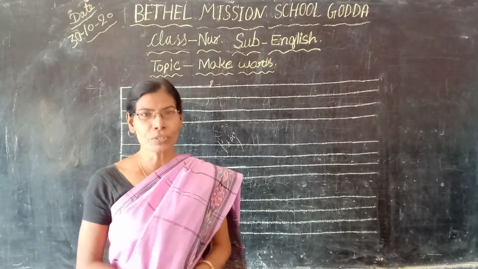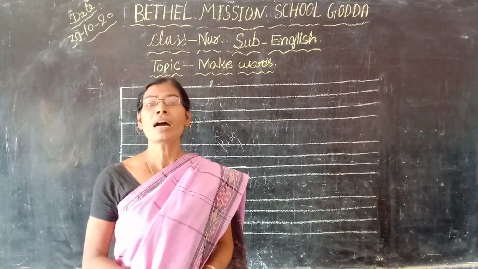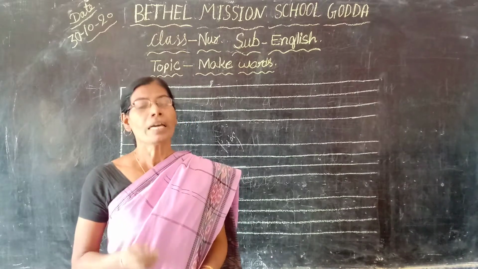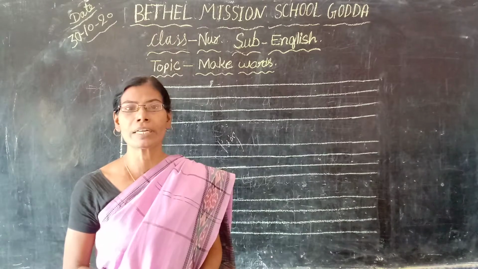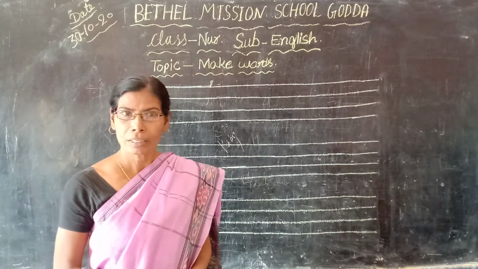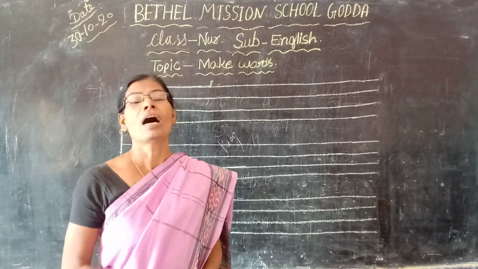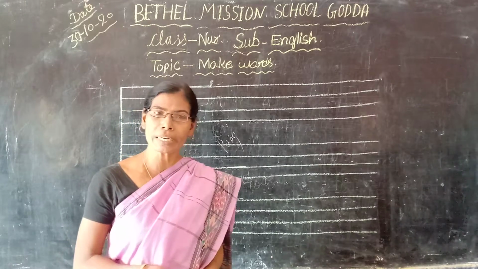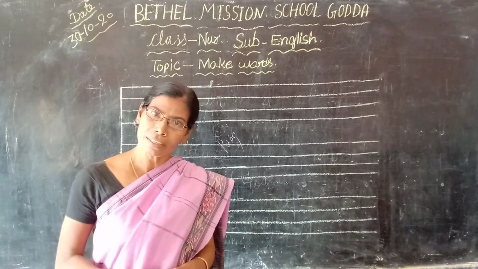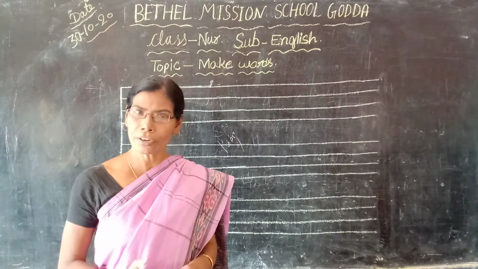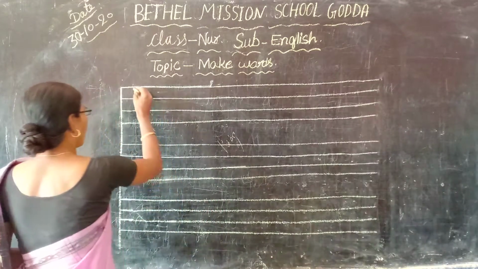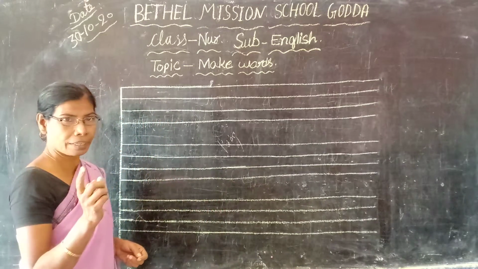Children, today we are going to learn how to make words. Okay? In our previous class, we have learned from letter A to N. Yes or no? Yes. Now we are going to learn from letter O to T. Okay? Are you ready? Yes. So, I will start. Okay?